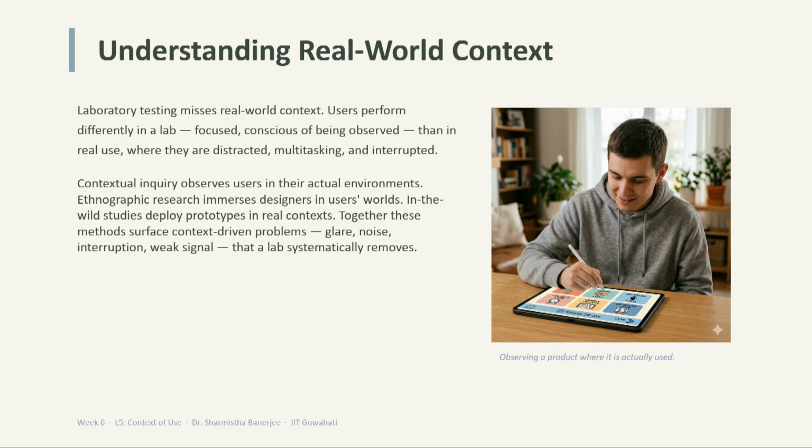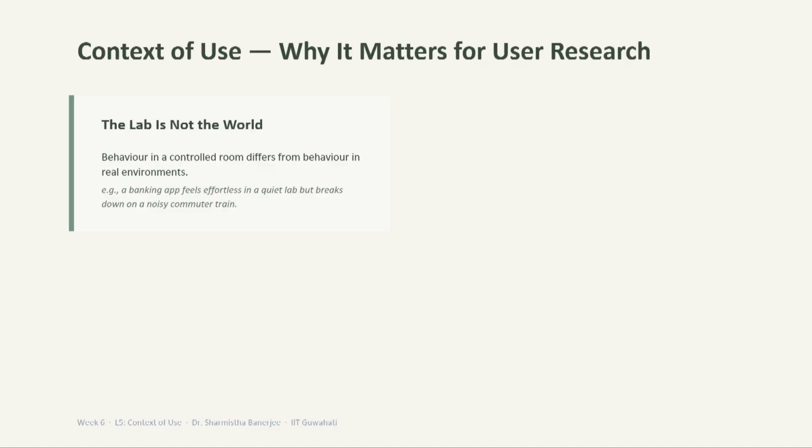So that's where understanding what you are trying to understand from your user research is extremely important. If you are trying to understand how the product will actually perform in the real world, it is very important to select all those user research methods which do the research in the real world context and not in the lab. The lab is not the world. Behavior in a control room like a lab is different.